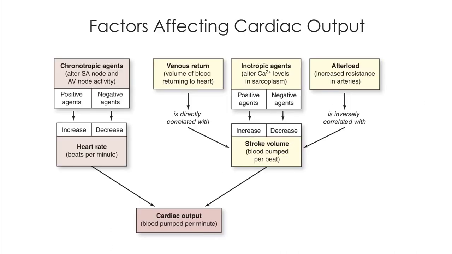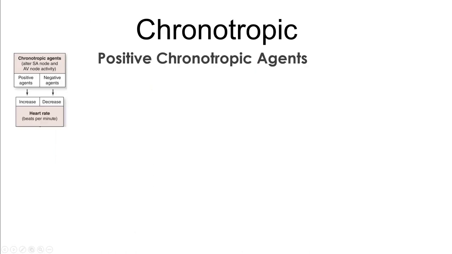So these are all the factors you see over on the left-hand side. Chronotropic agents. Chronotropic refers to time. Your watch is called a chronograph. And there are various means with which you can increase or decrease heart rate, and you can see that does affect cardiac output. And then we're going to talk about those factors next that affect stroke volume. But first, let's look at our chronotropic with our heartbeat.